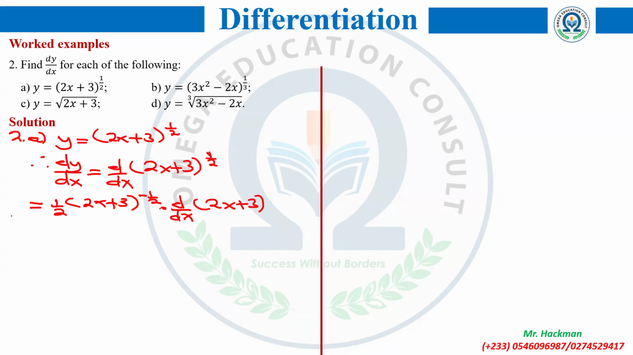In this case, this is going to give us 1 over 2, you keep whatever you have here, times 2x plus 3, all to the power minus half. But that is not all. The whole of that times, if you differentiate 2x plus 3, what do we get?